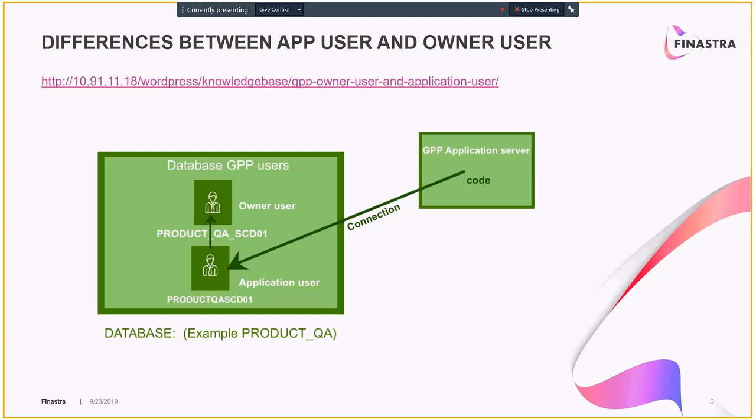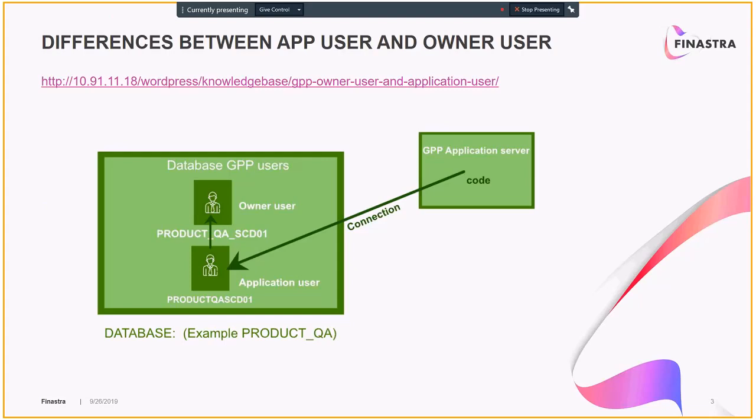Okay. Let's come to the first point: application user and core owner user, and after that we will see what DB upgrade exactly does and what things it validates and verifies. So as we know, there are two schemas. One is the owner user, and the other is the application user. The GPP application server always connects to the application user and not to the owner user. This is configured from the security perspective.